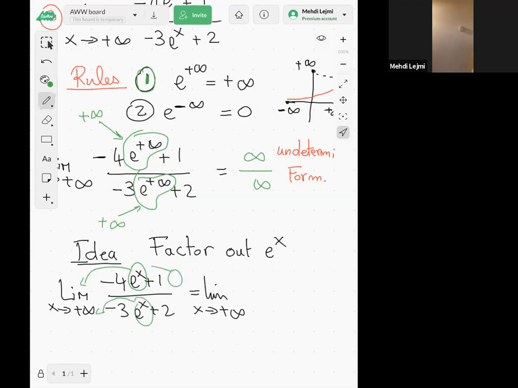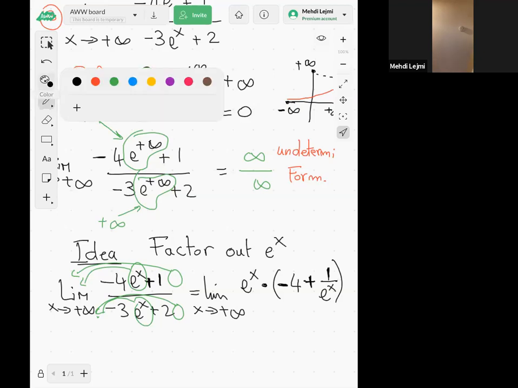So you're going to have e to the x in the top times, once you factor out e to the x, negative four, because negative four times e to the x would be negative four e to the x. And then here, plus one. If you pull out e to the x, you have to divide by e to the x, so this is plus one over e to the x. When you multiply e to the x times one over e to the x, they cancel out, so you are left with one.